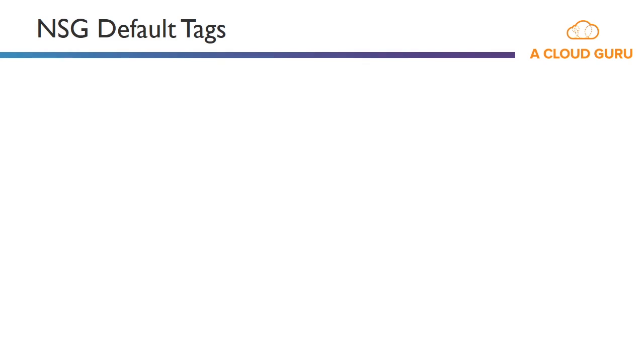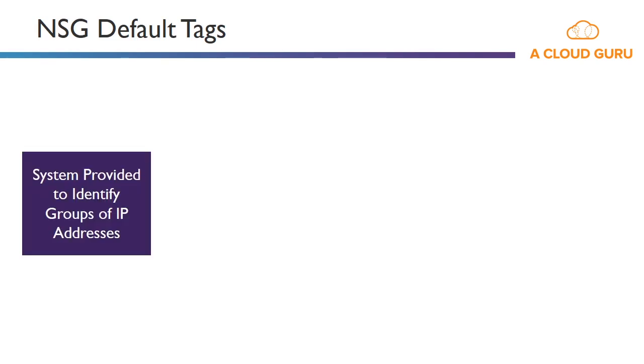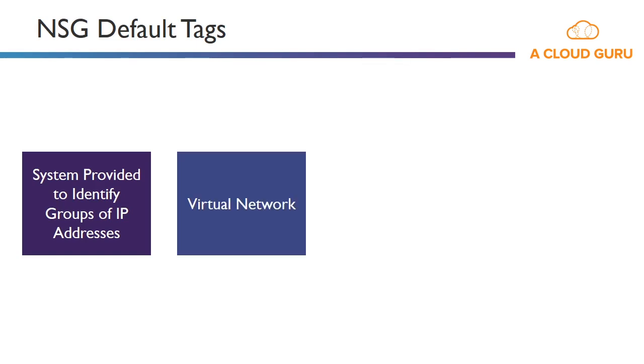Now, the default tags I mentioned are also really important because they can make things a little bit simpler when we're trying to restrict certain ranges of IP address. And these are system provided to identify groups of IP addresses that Azure has provided for you. There are three major ones that you need to deal with. First of all is your virtual network. So this includes all the CIDR ranges defined in Azure for virtual networks.